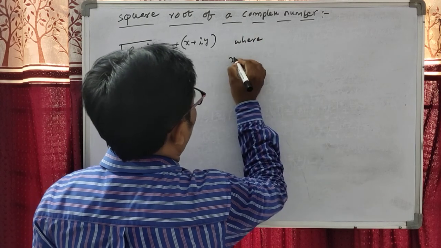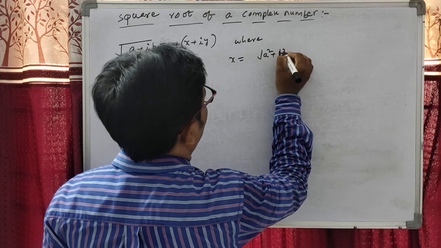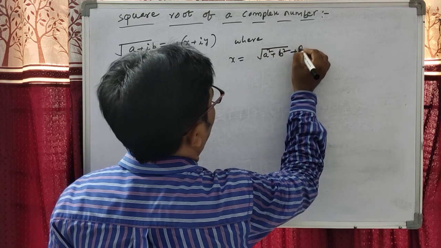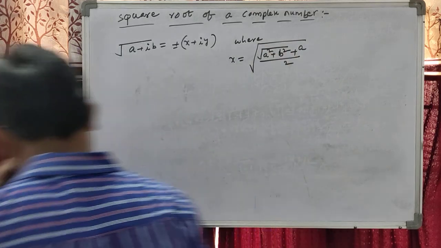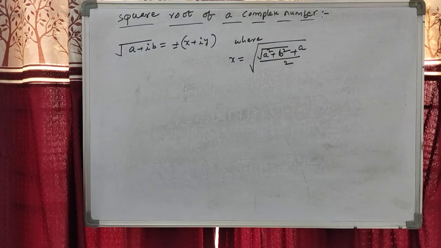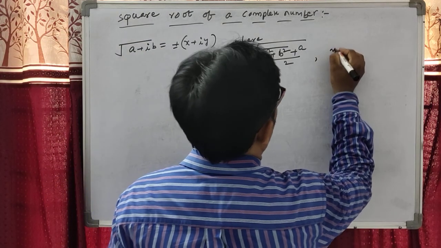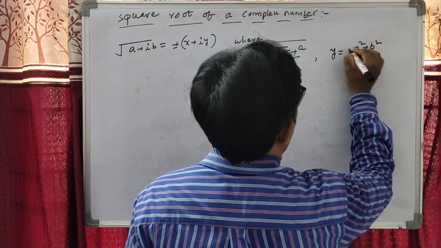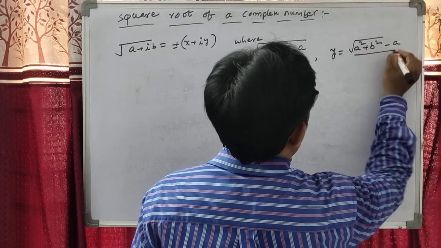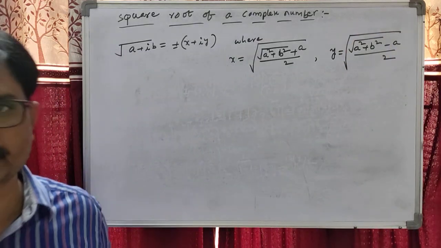x is the root of ((the root of a square plus b square, plus a) whole by 2), and y is the root of ((the root of a square plus b square, minus a) whole by 2). These are the values of x and y.